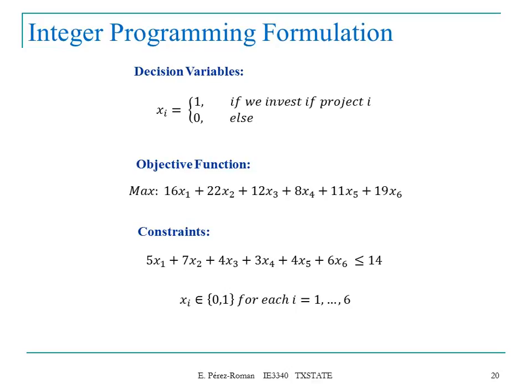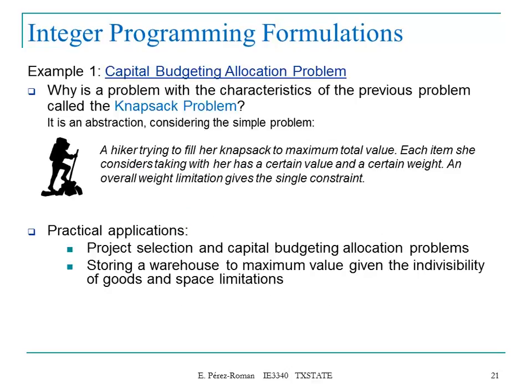But what you can see is that the general characteristic of the problem is that you have a capacity, and you need to allocate that capacity somehow. So you will only have one constraint and one objective function. So the capital budgeting allocation problem: what is the problem with the characteristics of the previous problem called? The knapsack problem.